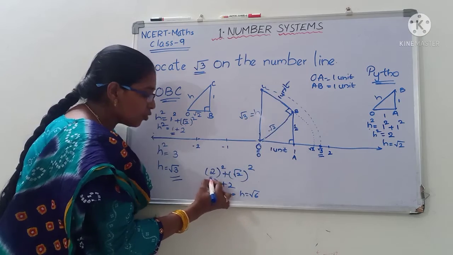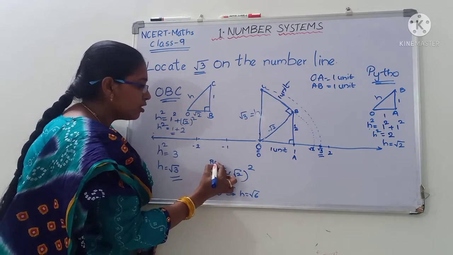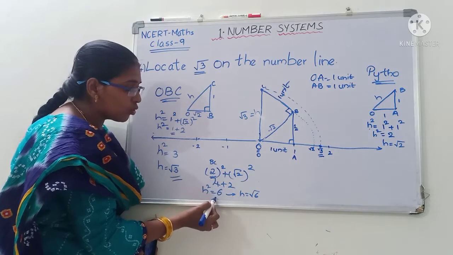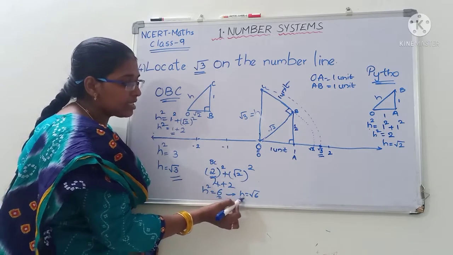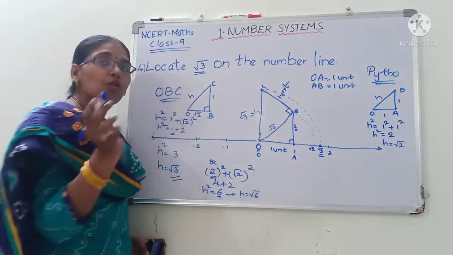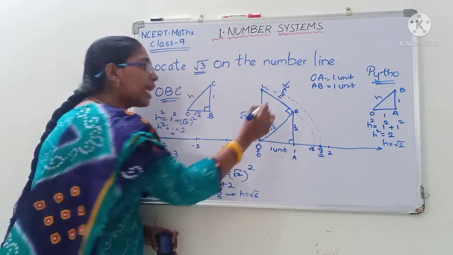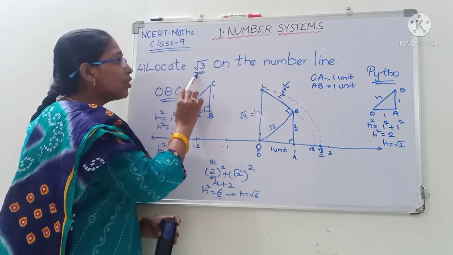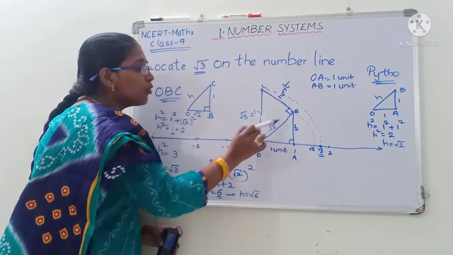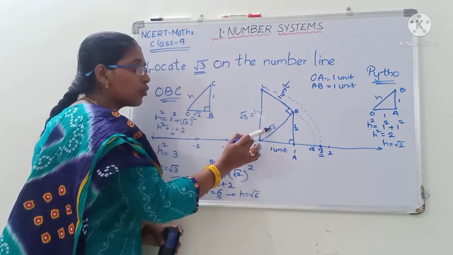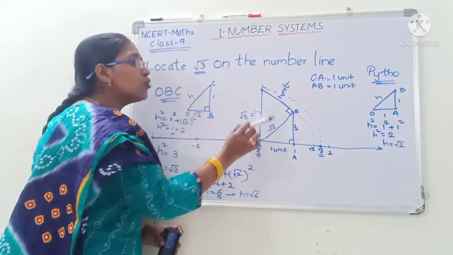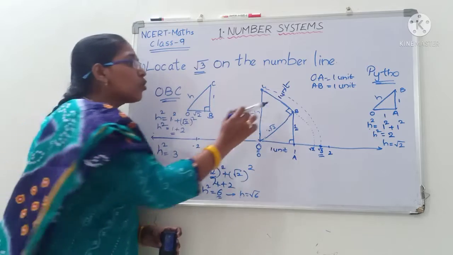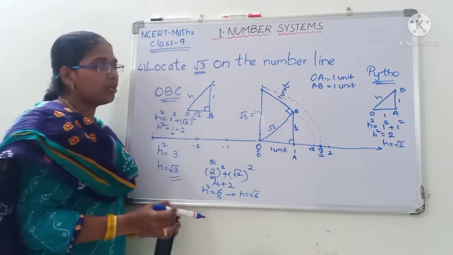If BC length was 2 units, if we drew perpendicular of 2 units, you will get 4 plus 2, that is, you will get 6. H is equal to root 6 you will get. If you want to locate root 6 on the number line, then take 2. So according to the question, children, you want root 3 here. You got root 2 already here. So root 2 square is 2. 2 plus 1 will become 3. Then H you will get as root 3. So we took 1 unit here, children.